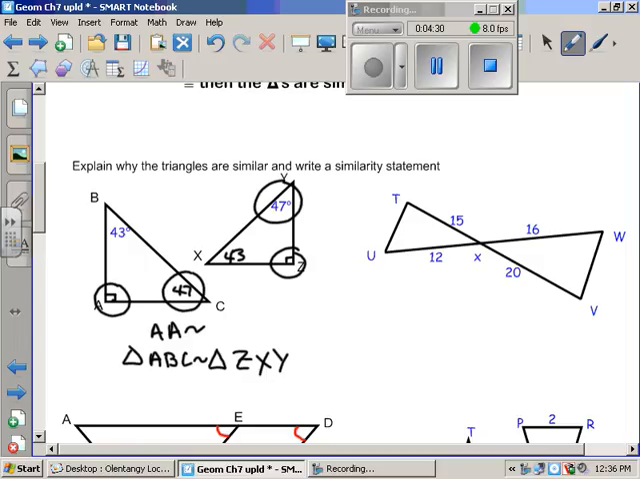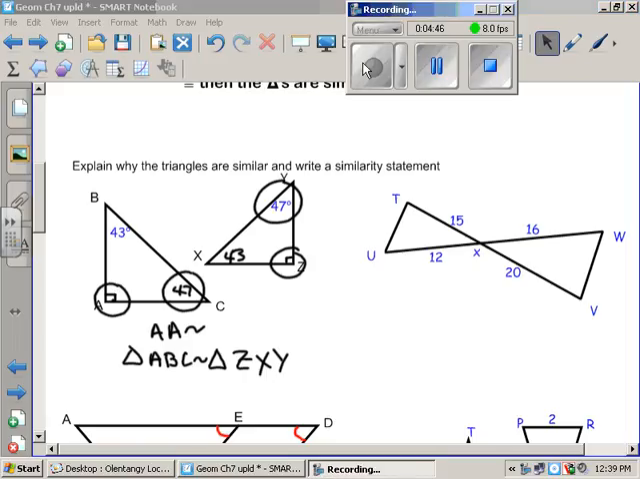Take a second and see if you can figure out, and copy this down because it's good note-taking to have some examples in your notes. Because the reason I picked these examples is because you're going to see them again on your homework. So copy this picture down and see if you can prove they're similar. Okay? Go.